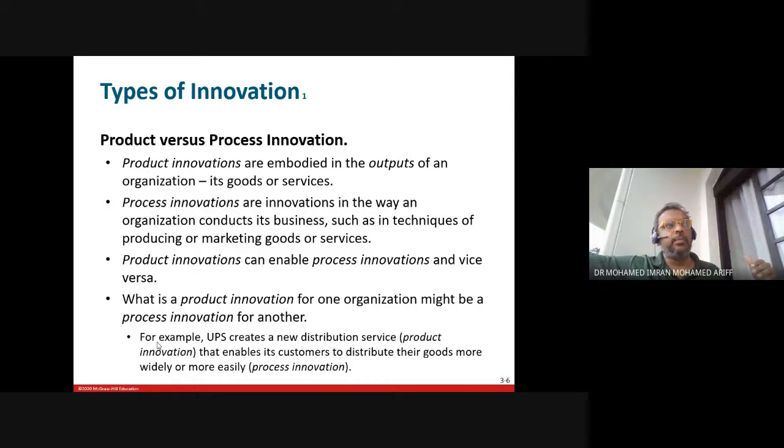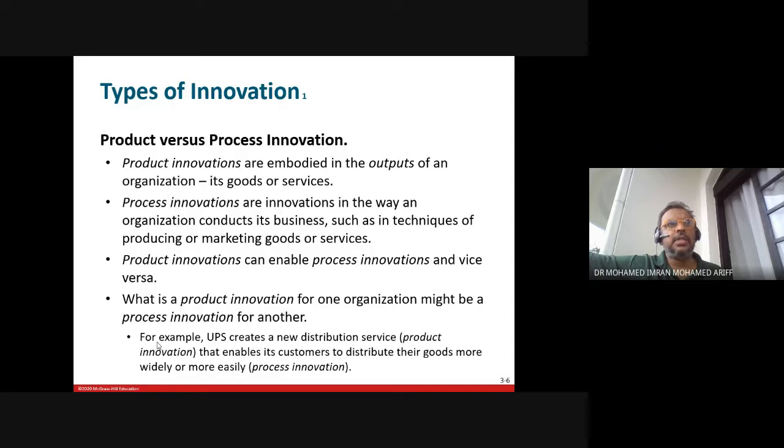But when you look at the product, the car itself is a product. So some organizations go for product in terms of goods and services. Some organizations look at process, but process is mainly focused internally, within the organization. It can be replicated outside, but its first target is to have it inside the organization. Okay, so product innovation can enable process, yes. When you have a good product, this will then enable a good process.